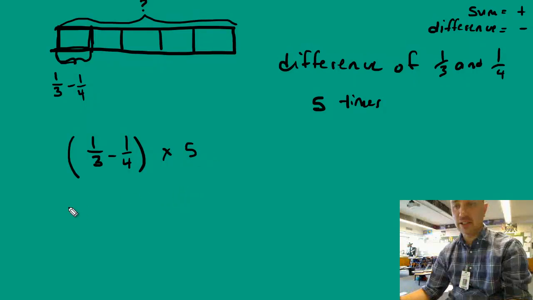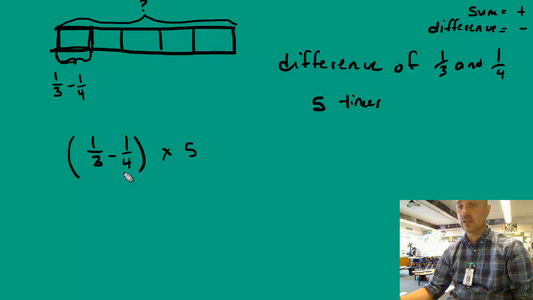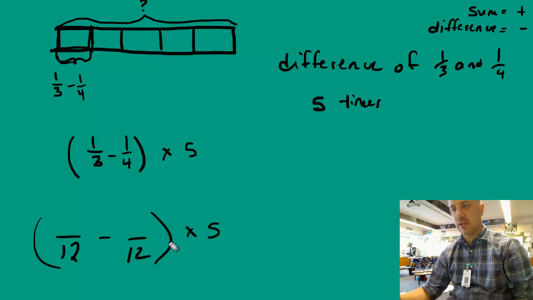If I'm going to evaluate this expression, I'm going to need to put these into common denominators. For 3 and 4, if I just multiply 3 by 4, I get 12, and that's the lowest common multiple they have. So let's put those into 12ths. I'm going to have something 12ths minus something 12ths, and whatever that is, I'm going to multiply it by 5.